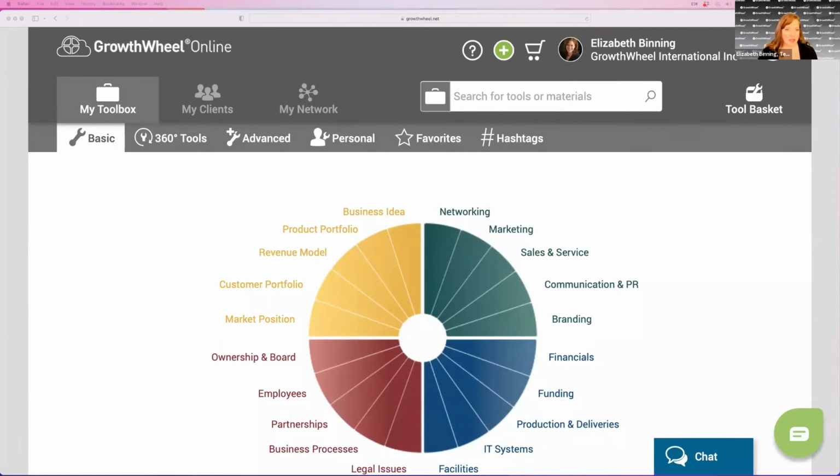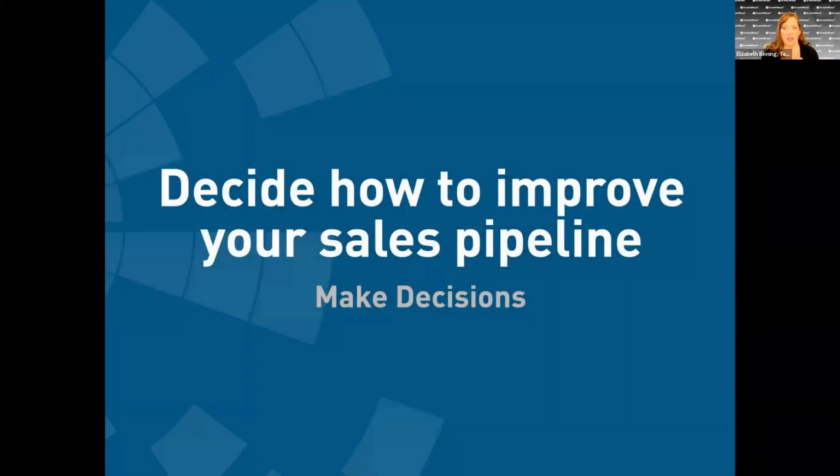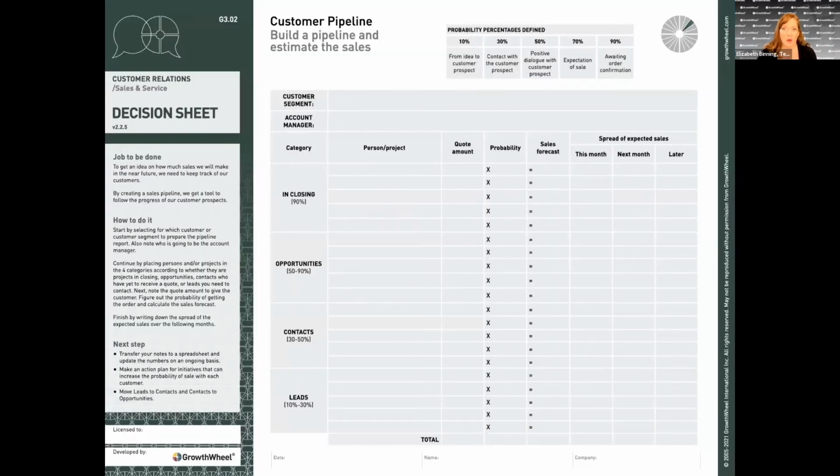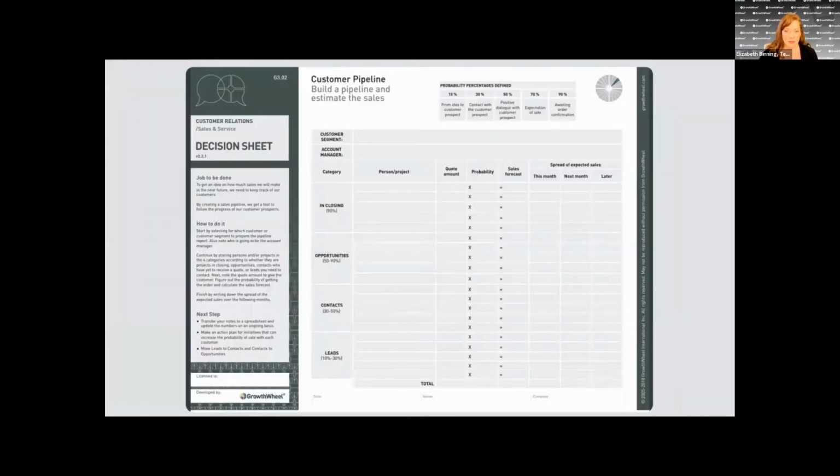All right, so we start off, now that we've had a chance to reflect for our clients, working with them about improving their sales pipeline and looking at objections, we can look at these 3 decision sheets we have for you and the client to explore. So we've got a decision sheet to think through that sales pipeline. So you start by selecting the customer or customer segment, and then you use that chart at the top to decide who goes where into those different levels. And we'll talk about that right after this short video.